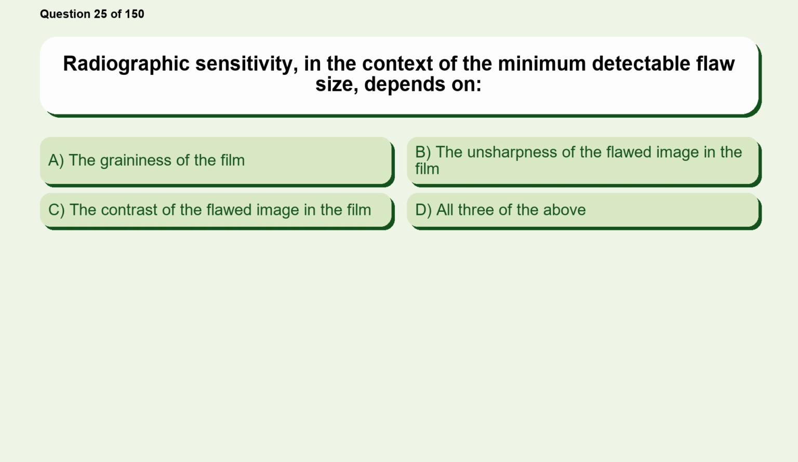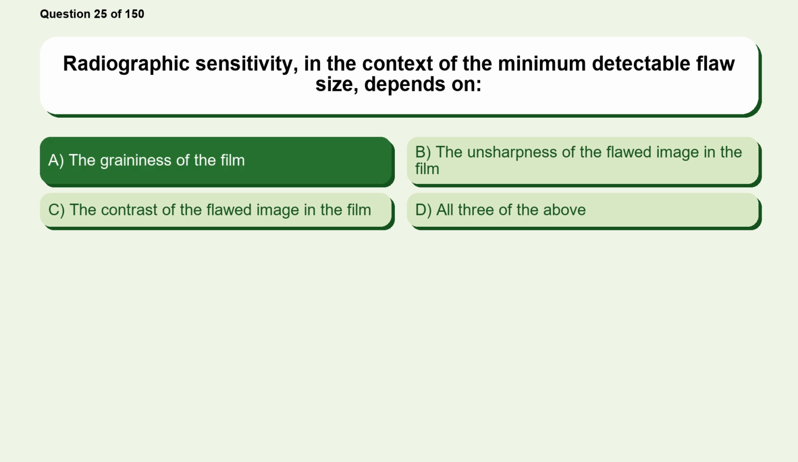Question 25. Radiographic sensitivity, in the context of the minimum detectable flaw size, depends on Option A, the graininess of the film. Option B, the unsharpness of the flawed image in the film. Option C, the contrast of the flawed image in the film. Option D, all three of the above. The correct answer is option A, the graininess of the film.